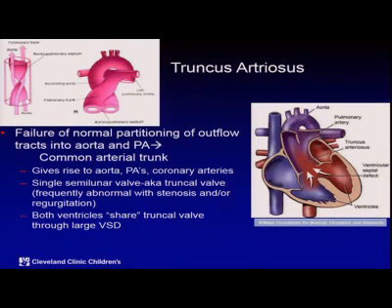Truncus arteriosus is failure of normal partitioning of the outflow tracts into the aorta and the pulmonary artery. So instead of having two outflow tracts, you basically have one common arterial trunk that gives rise to your aorta, to your pulmonary arteries, and to your coronary arteries. The aortic valve and the pulmonary valve will morph into this truncal valve, which typically is abnormal. And basically you have a big VSD, and both the right ventricle and left ventricle will share that common arterial trunk through the VSD, so they both pump blood to the VSD. Some of it will go out the aorta, and a lot of it will go out to the pulmonary arteries.